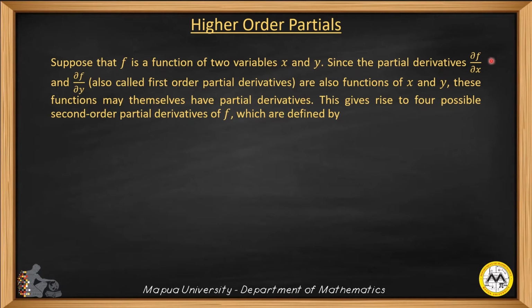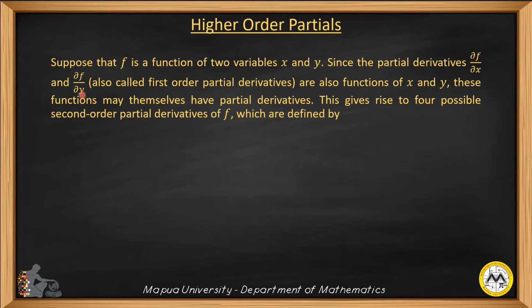Now, what we had been working on previously, in terms of this symbol, the partial derivative of f with respect to x and the partial derivative of f with respect to y, are called the first order partial derivatives. And since these are also functions of x and y, it is possible for us to differentiate either one of these again with respect to x or with respect to y, defining the second order partial derivatives of the function.